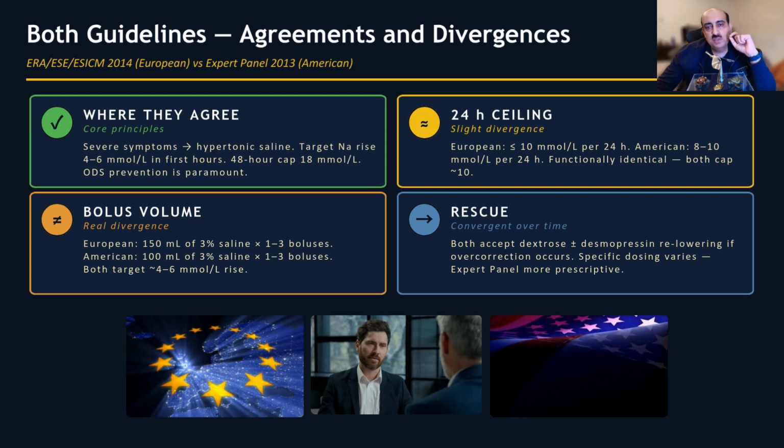Now, in terms of the rescue for overshoot, the treatment for the overshooting of sodium correction, both accept using dextrose with or without desmopressin, relowering when overcorrection has occurred. The American expert panel is more prescriptive on the dosing. So remember, these are the gold standard guidelines. Again, the take-home message is that both agree more rather than disagree.